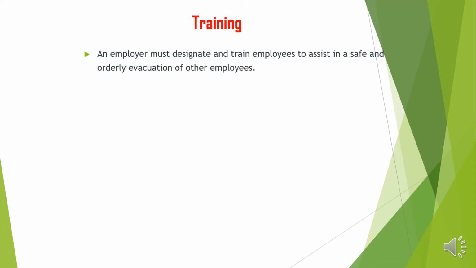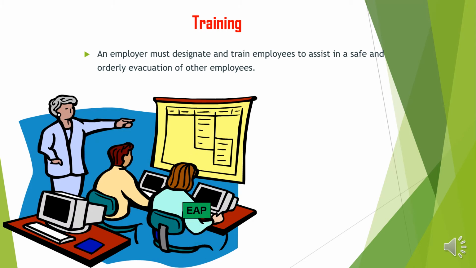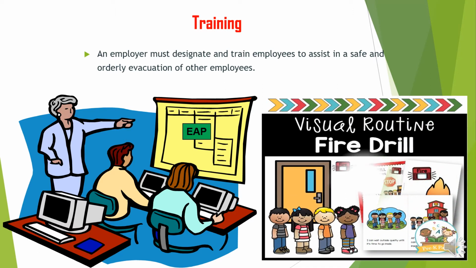What about training? An employer must designate and train employees to assist in a safe and orderly evacuation of other employees. We have to train people very well on what to do in case of fire. We have to have a lot of training sessions, theoretical and even practical. We have to collect people and show them how to deal with the fire, how to evacuate, on a board or on a Zoom meeting, and we have to do it practically. We have to collect some wood, some paper, and train people how to use the fire extinguishers.